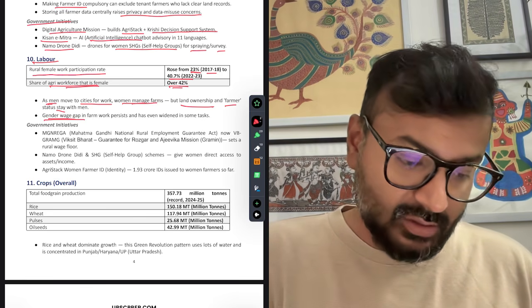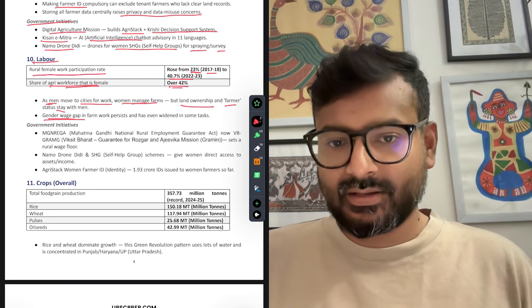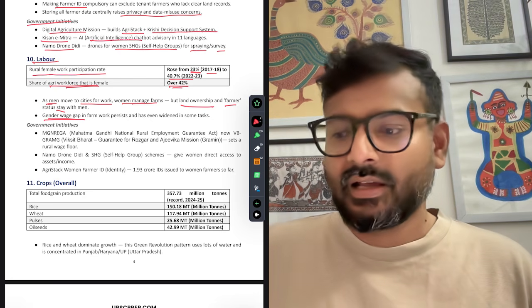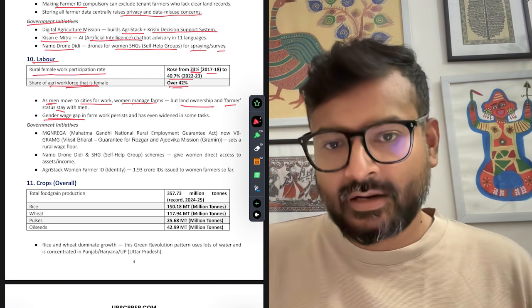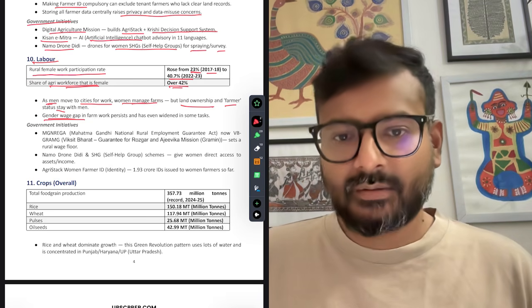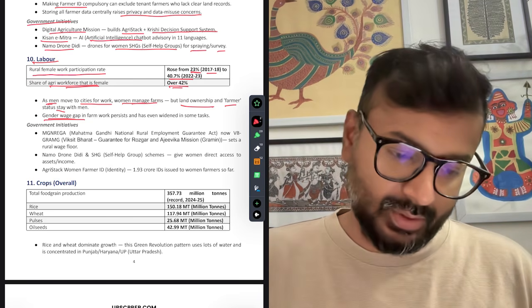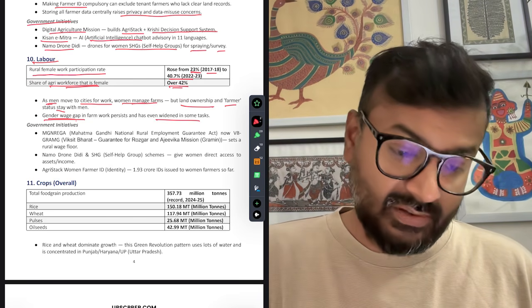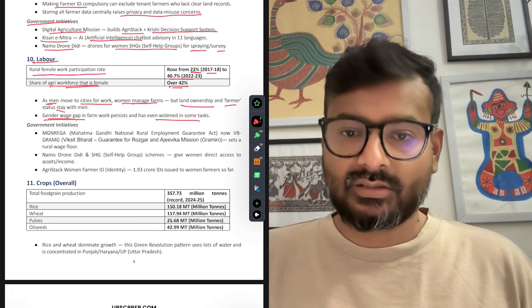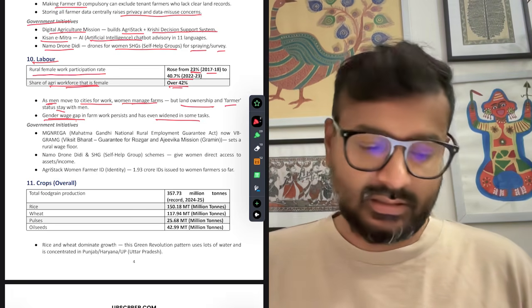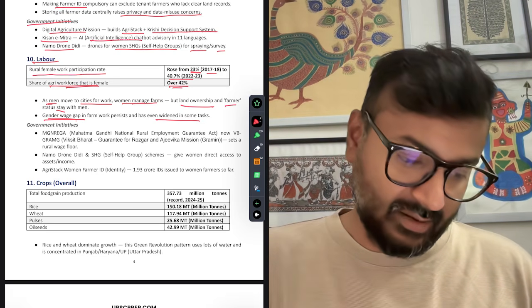Okay, there is also a gender wage gap in the village. Even if a man and a woman do the same amount of manual labor, the man will get paid more. And it is even widening in some tasks, so it's not like the gap is closing. So that is another challenge that we have.